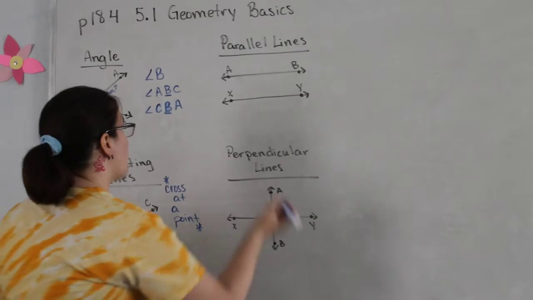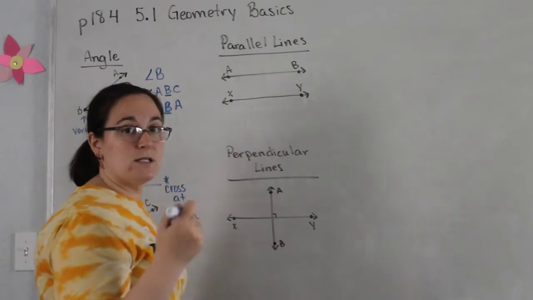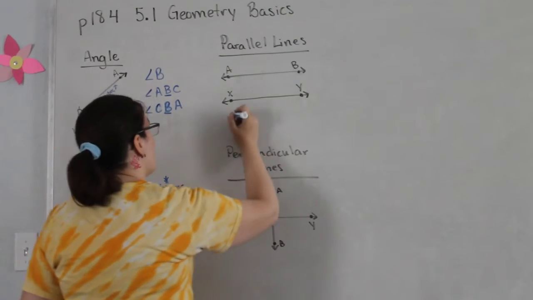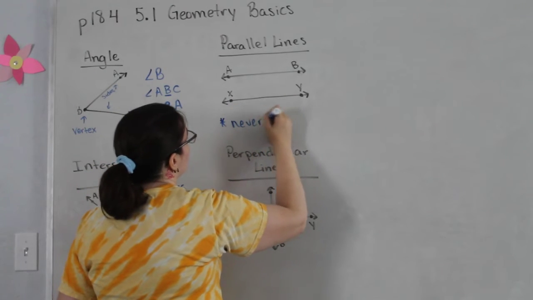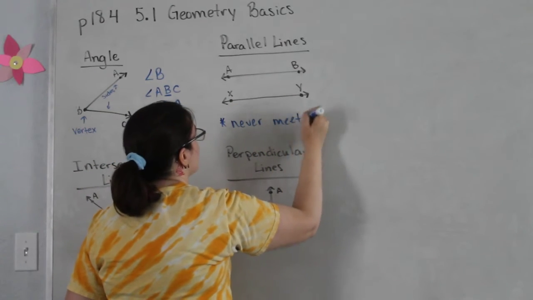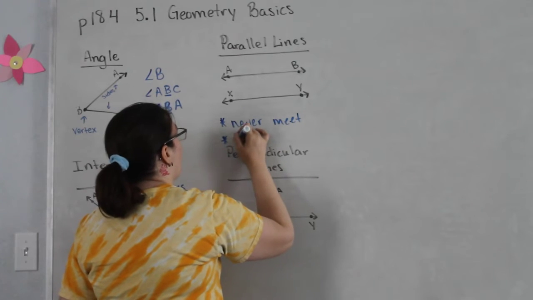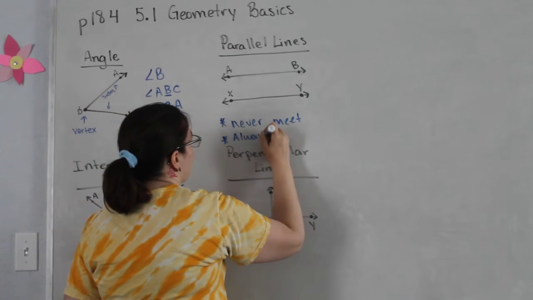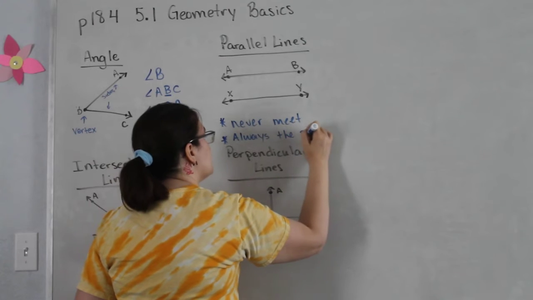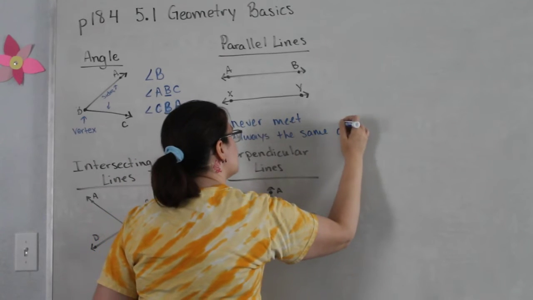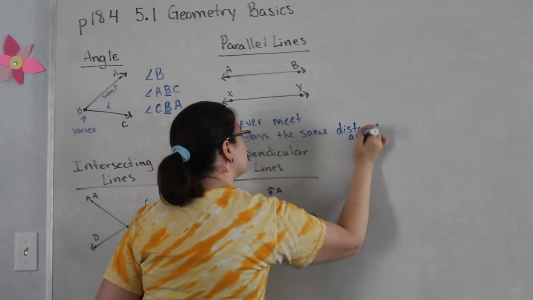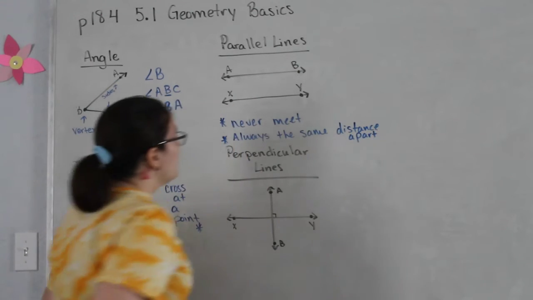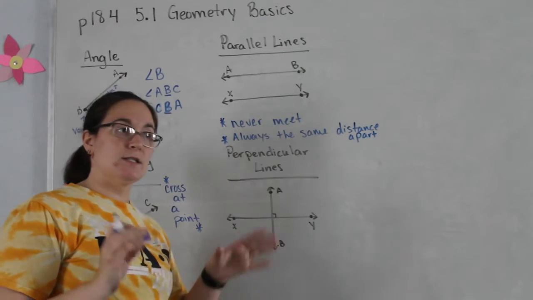Okay? Moving into parallel lines. So parallel lines are always the same distance apart. They never meet. So I'm going to put those 2 notes down here. Never meet and always the same distance apart. Okay? So they never meet, they're always the same distance apart.